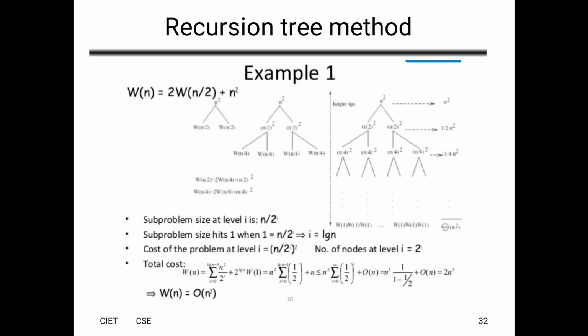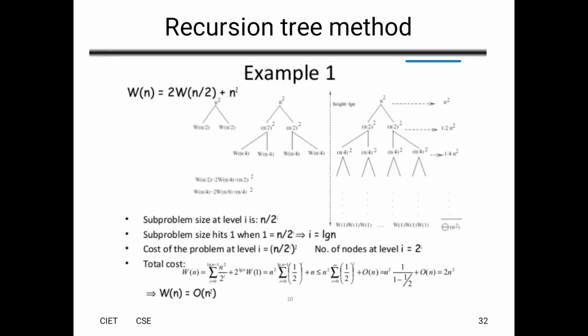So this is an example for the recursion tree method. W(n) = 2W(n/2) + n². The given problem will be divided into two subproblems. So n² is in the root node, for the given problem. When we divide the problem, we get W(n/2) and W(n/2). In the third level, we can again divide the problem into subproblems: W(n/4), W(n/4).